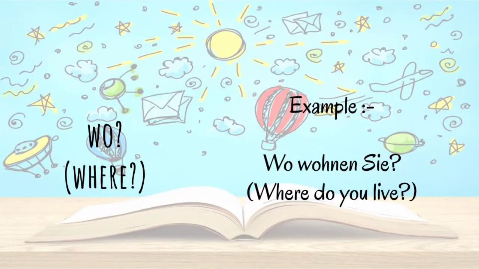Wo, which means where. Now let's look at the example. Wo wohnen Sie? Where do you live?